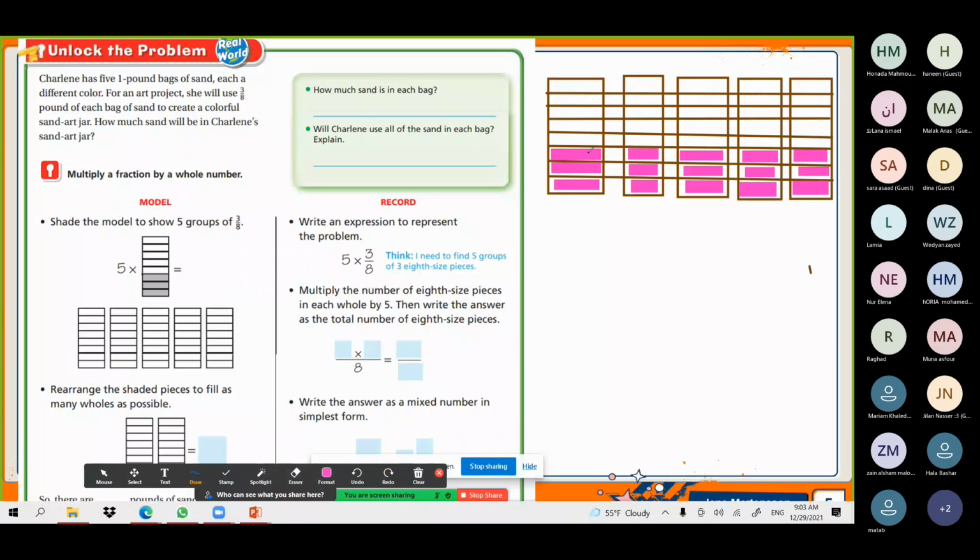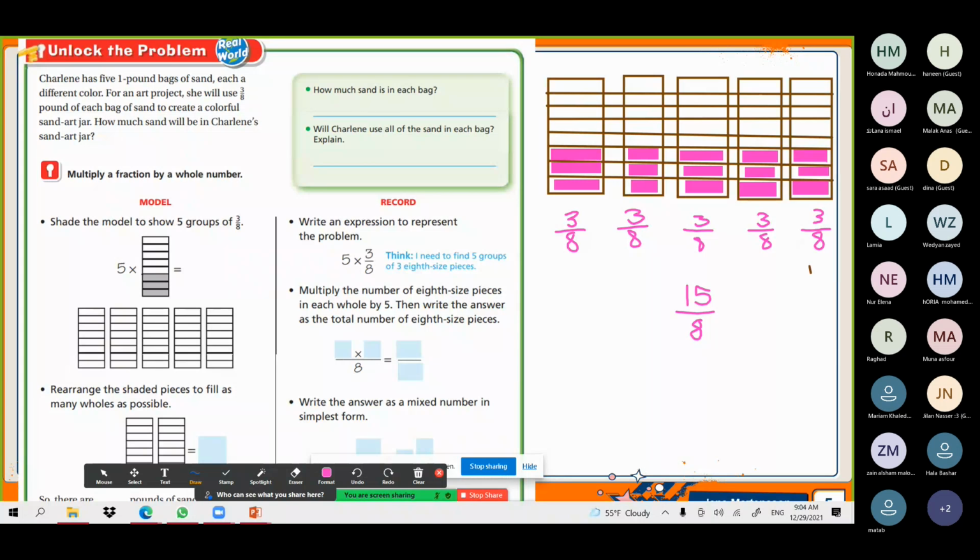1, 2, 3, 4, 5, 6, 7, 8, 9, 10, 11, 12, 13, 14, 15. Or in other words, here we have 3/8, here 3/8, here 3/8, here 3/8, and here 3/8. And then we're going to add them together. 3 plus 3 is 6, plus 3 is 9, plus 3 is 12, plus 3 is 15. So now you will say 15/8. That means she will use 15/8.